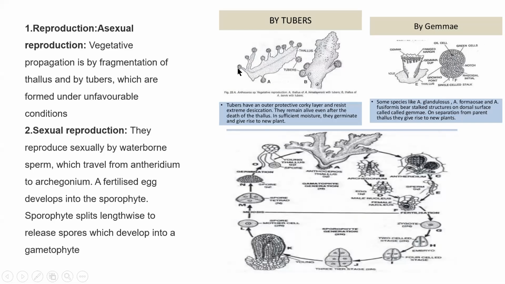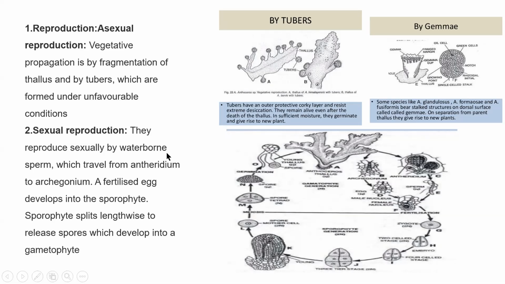So on the return of a high moisture content in the environment, the tubers will give rise to the new thallus. So here in Anthoceratopsida, you have vegetative, asexual reproduction by forming tubers. This is formed only during unfavorable conditions. Under favorable conditions, it will reproduce asexually by fragmentation or gemma cup. Only during unfavorable conditions, some Anthoceratopsida members will show tuber formation.